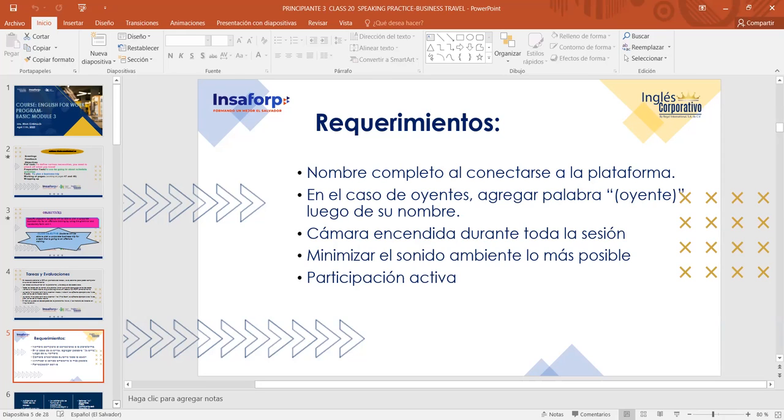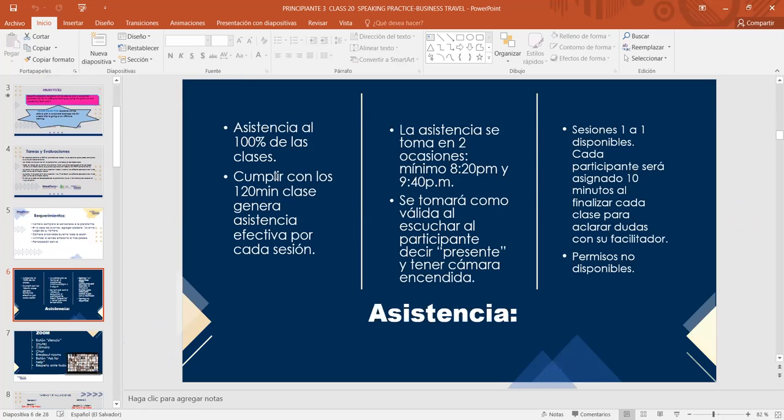Active participation as much as possible. Minimize the sound as much as possible when we are not participating, okay? Because if we have our microphone on and someone else is speaking, then there is a problem because we cannot listen to the other partner, yeah? And the full name.